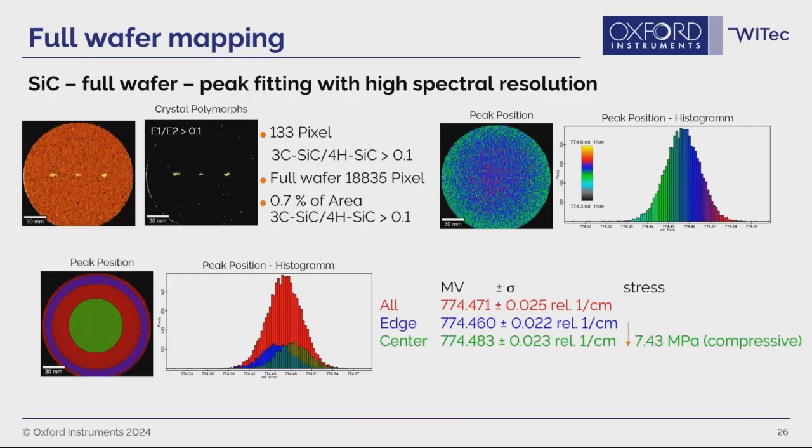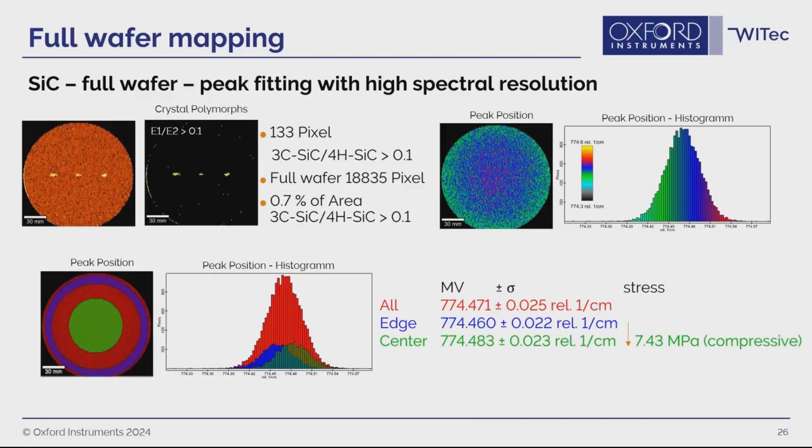As you can see, in the center of the wafer, we have again higher wave numbers, so more compressive stress compared to the edge of the wafer, which shows lower wave numbers or higher energy, which means tensile stress.